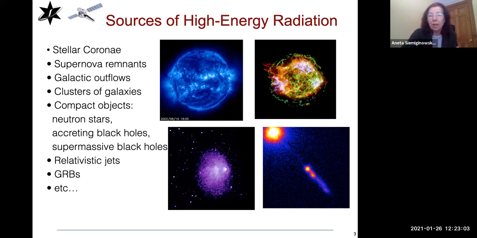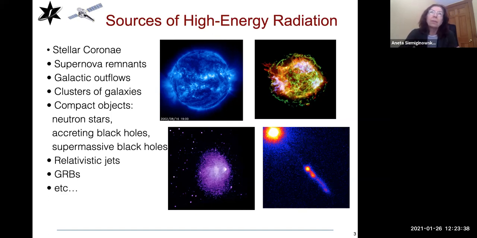So it comes from stars, supernova remnants, clusters of galaxies, quasars, all the compact objects. Basically, every astrophysical object emits hard or high energy radiation. The processes which lead to this emission are very different depending on the type of the source we're looking at. So the main goal of the observations is to learn about the physics underlying these sources, this emission.